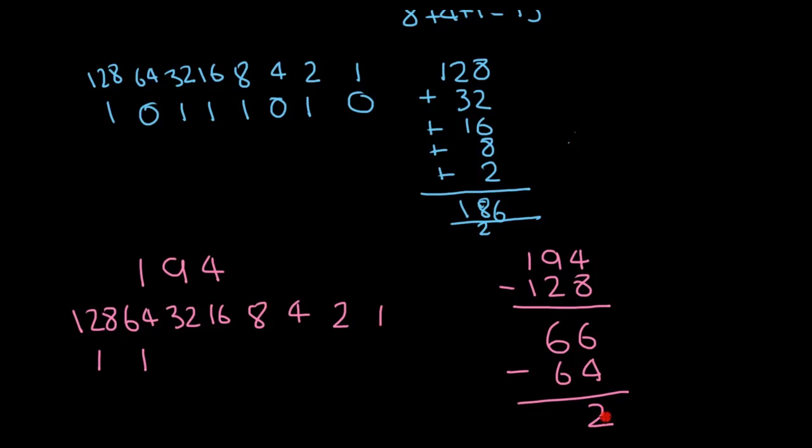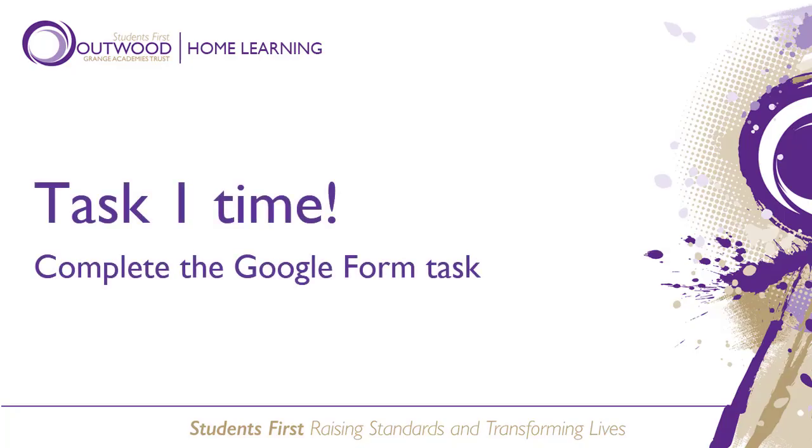And then I ask myself, okay, is 2 greater than or equal to 32? No, so put a 0 underneath it. Is 2 greater than or equal to 16? No. Greater than or equal to 8? No. Greater than or equal to 4? No. Greater than or equal to 2? Yes. So I'm going to put a 1 underneath, and now I'm going to end up with 0, aren't I? And there I've converted from my denary number 194 to binary now, so that is 11000010, and that's your method.